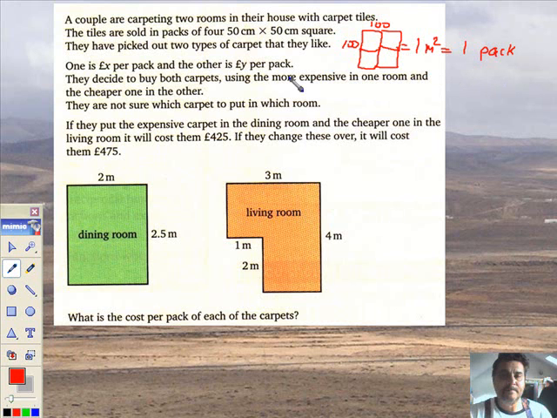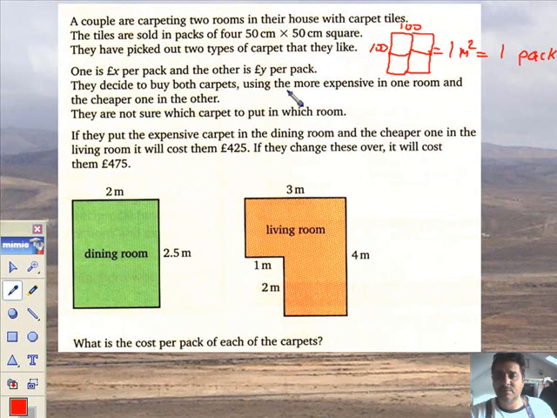Now, they picked out two types of carpet that they like. One is X pounds per packet, in other words per metre squared, and the other one's Y pounds per packet, in other words Y pounds per metre squared. They decided to buy both carpets, using the more expensive one in one room and the cheaper one in the other room. So far we don't know whether X is the cheaper one or Y is the cheaper one. It doesn't matter. Whatever the two answers I'll get, one will be more expensive than the other. It doesn't matter whether it was X or Y while I was forming and solving equations.